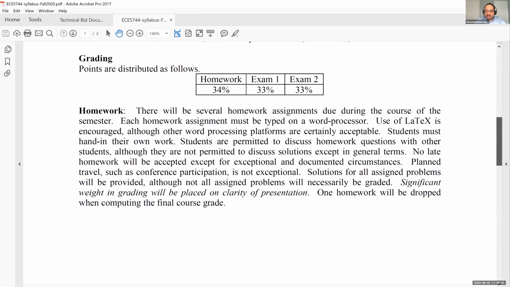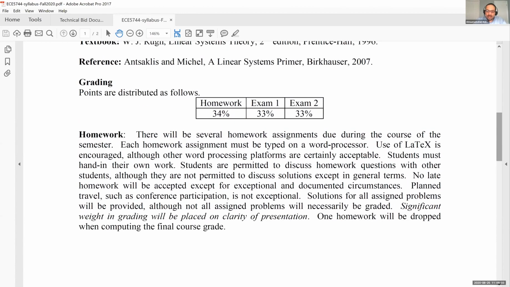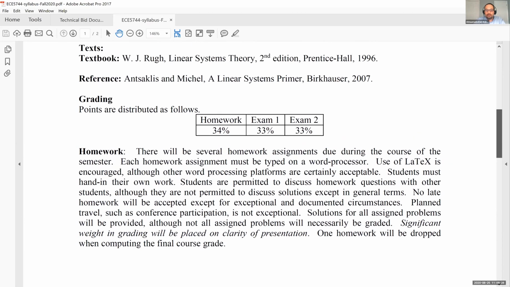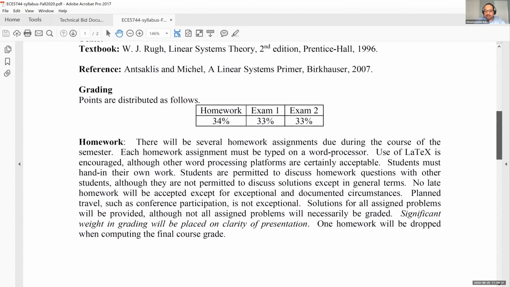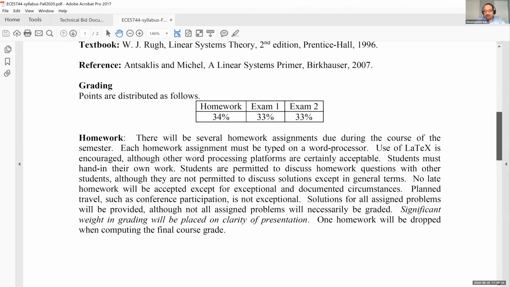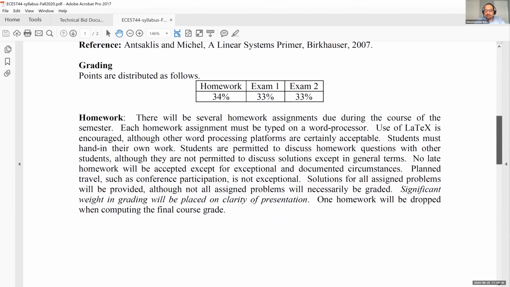For the homeworks and exams, it's highly recommended that you type your answers. You can use Word or LaTeX to type your answers. If you handwrite your answers, that will be acceptable, but probably you will lose a few marks. So I highly recommend that you type your answers. The exams are going to be take-home exams, and typically I give 24 hours to do the exam.